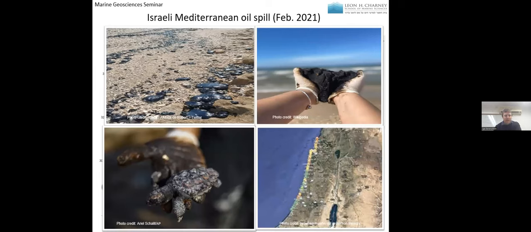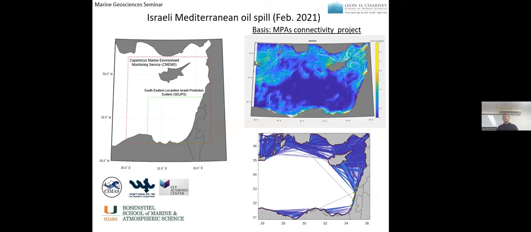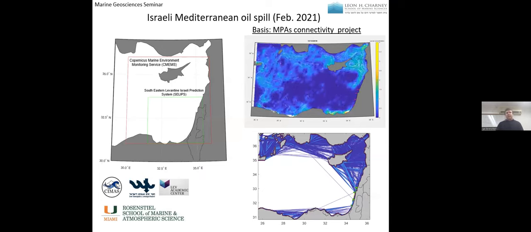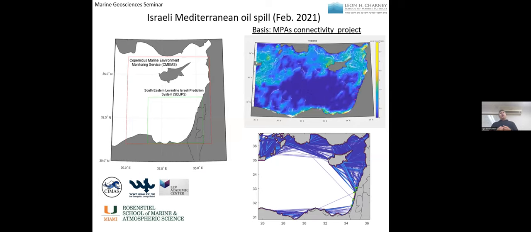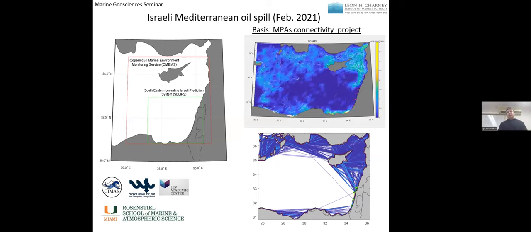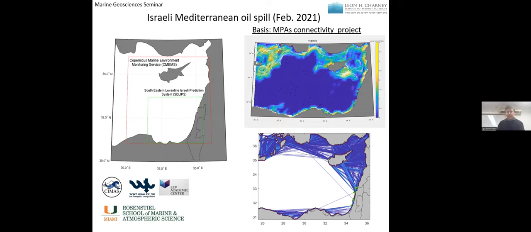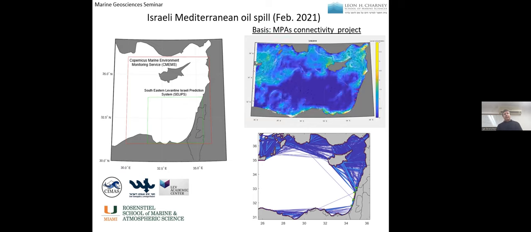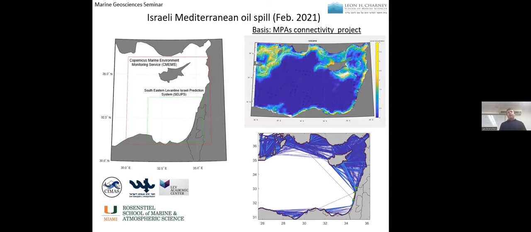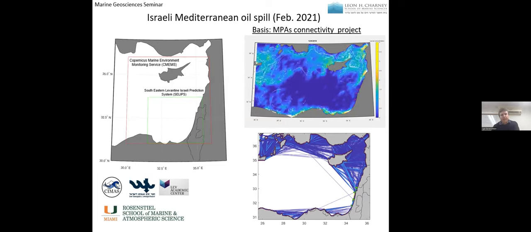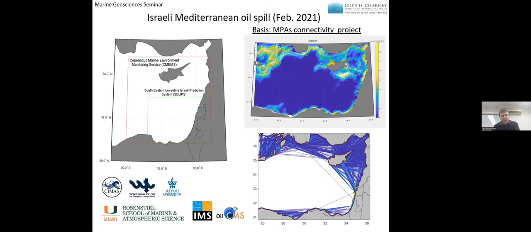We got a good reminder last year with a tar pollution event that we weren't prepared for. As part of another project that I am leading, which is coming to an end, we quantify the larval connectivity in the Eastern Mediterranean between the marine protected areas. So we already had the data for the currents, and we used that data to simulate the pollution that occurred in Israel last year.